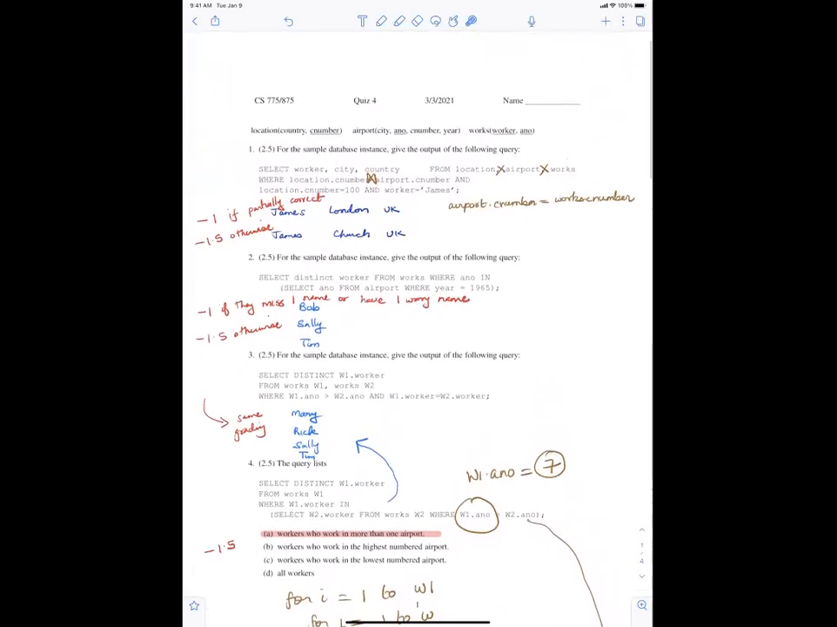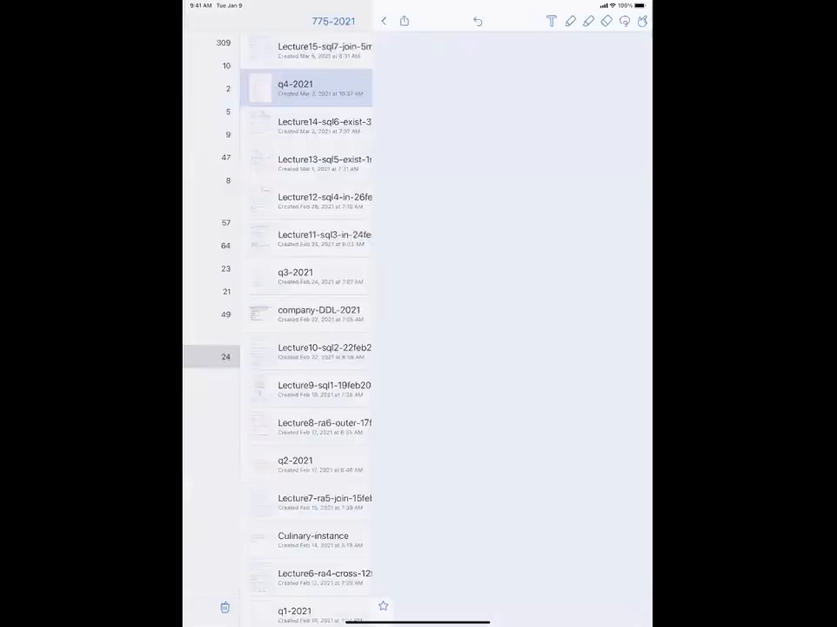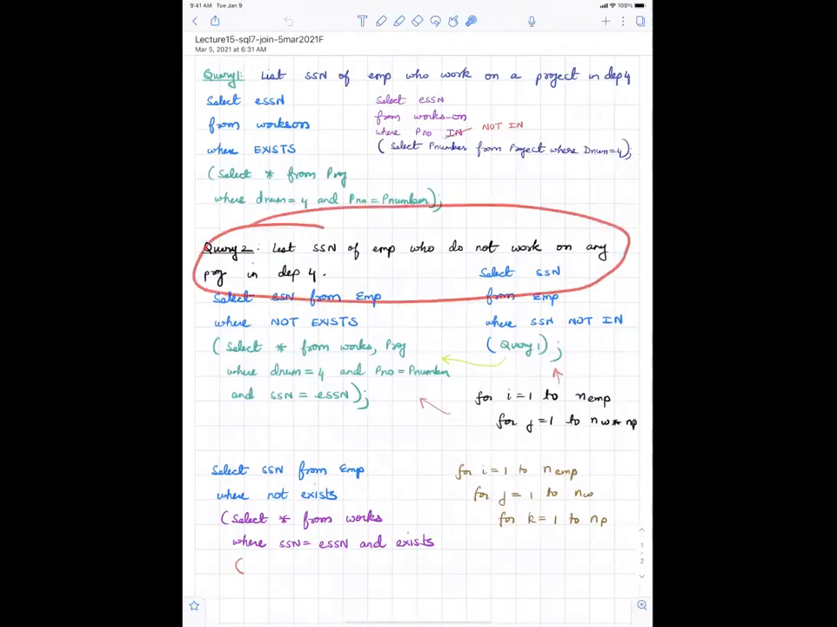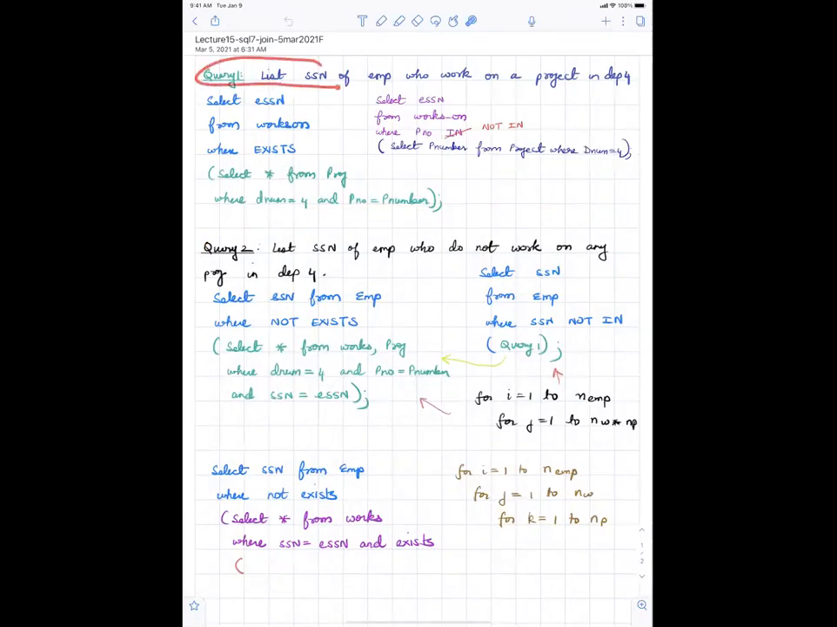Okay, so if there's nothing else, I'm going to go back to exist. And you're right. So here too, I was showing that looping condition out here. I was going through this one query, which was list social security number of employees who do not work on any project in department number 4. And the first one we did was list social security number of employees who work on a project in department 4.